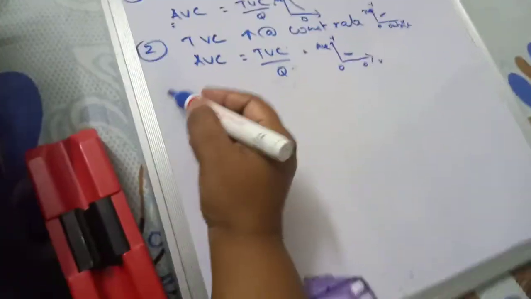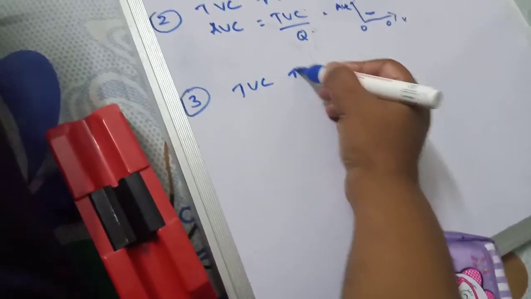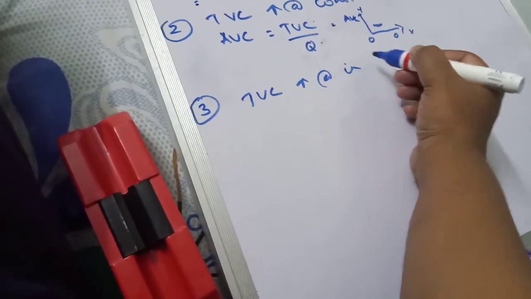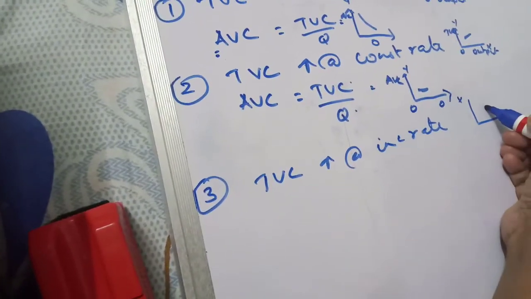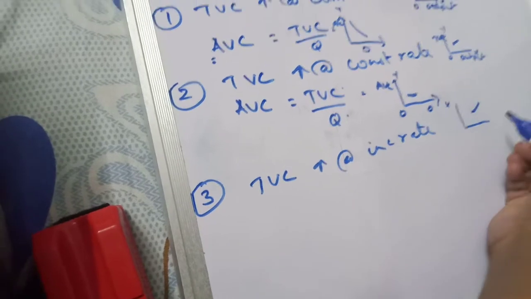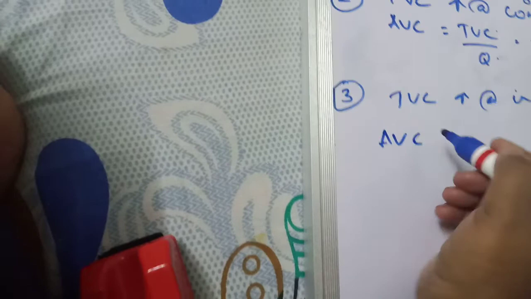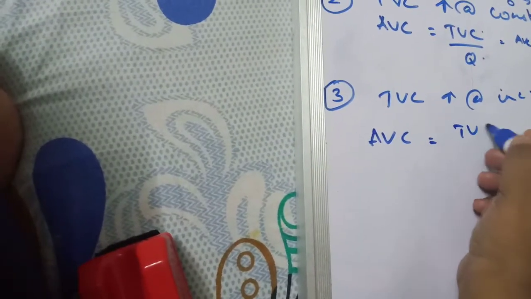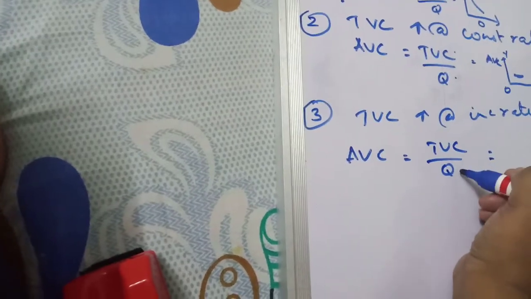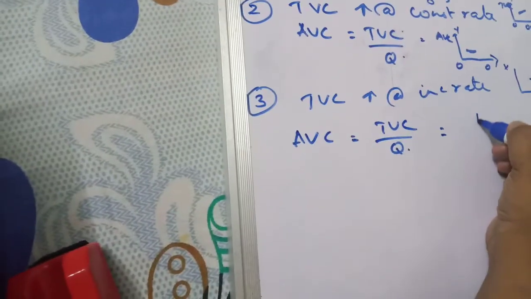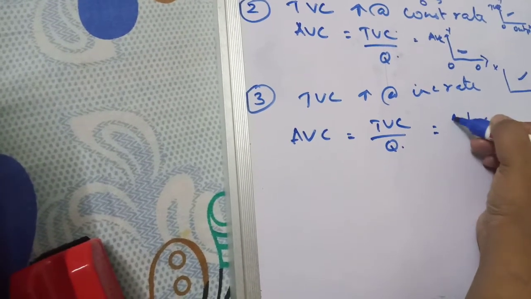And the third one, when TVC increases at increasing rate, which means when TVC has this slope. AVC is equal to TVC upon Q. Increase in numerator is greater than increase in denominator. So what should happen? It will increase. AVC will increase.